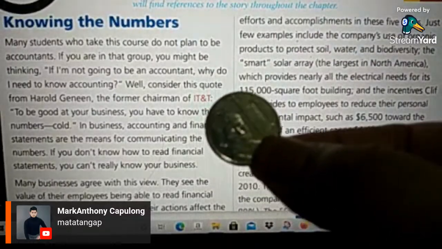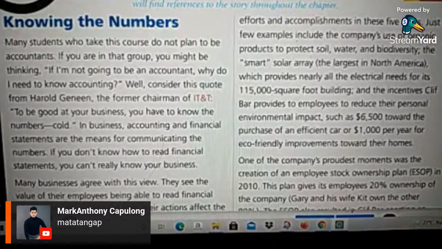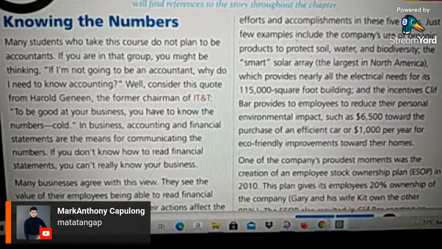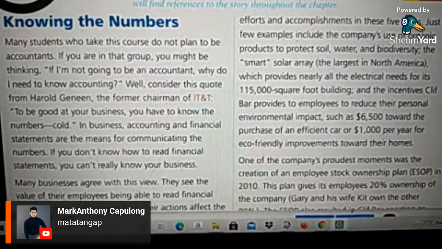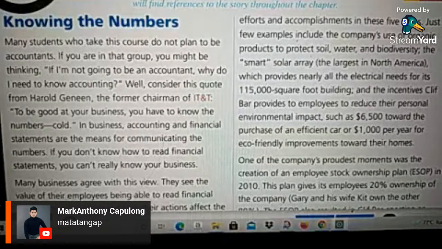Okay? For example, you are a ring factory. Don't ever buy so many coins and use those coins as the raw material for your product. That is a crime. Okay?